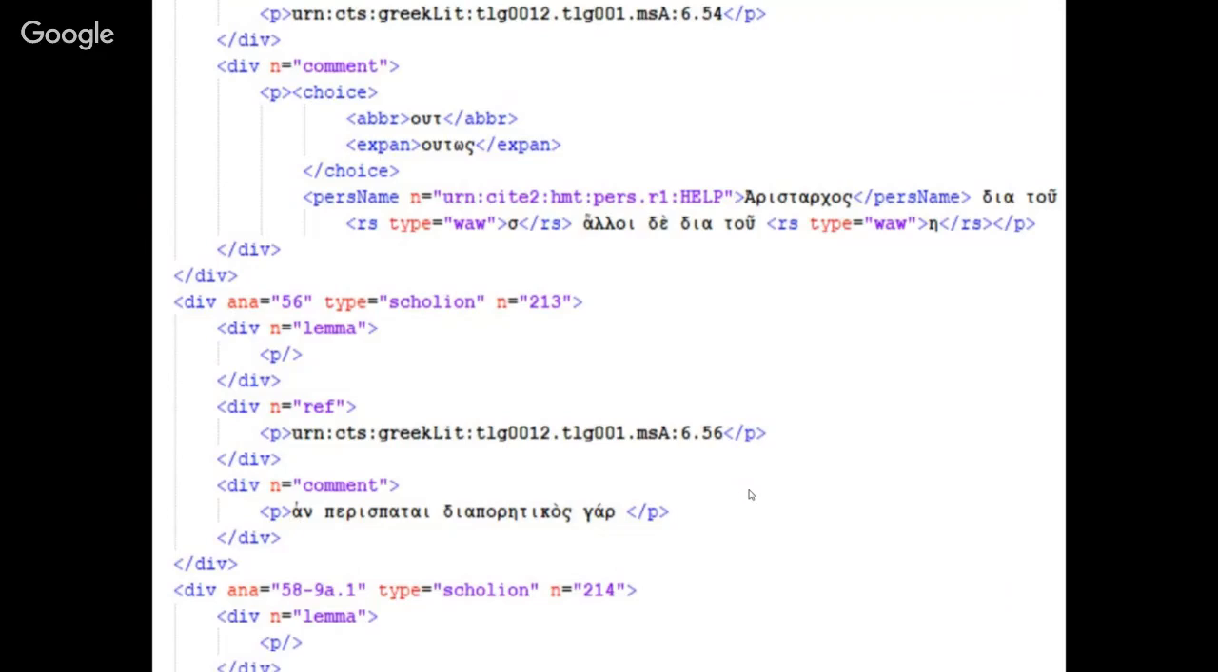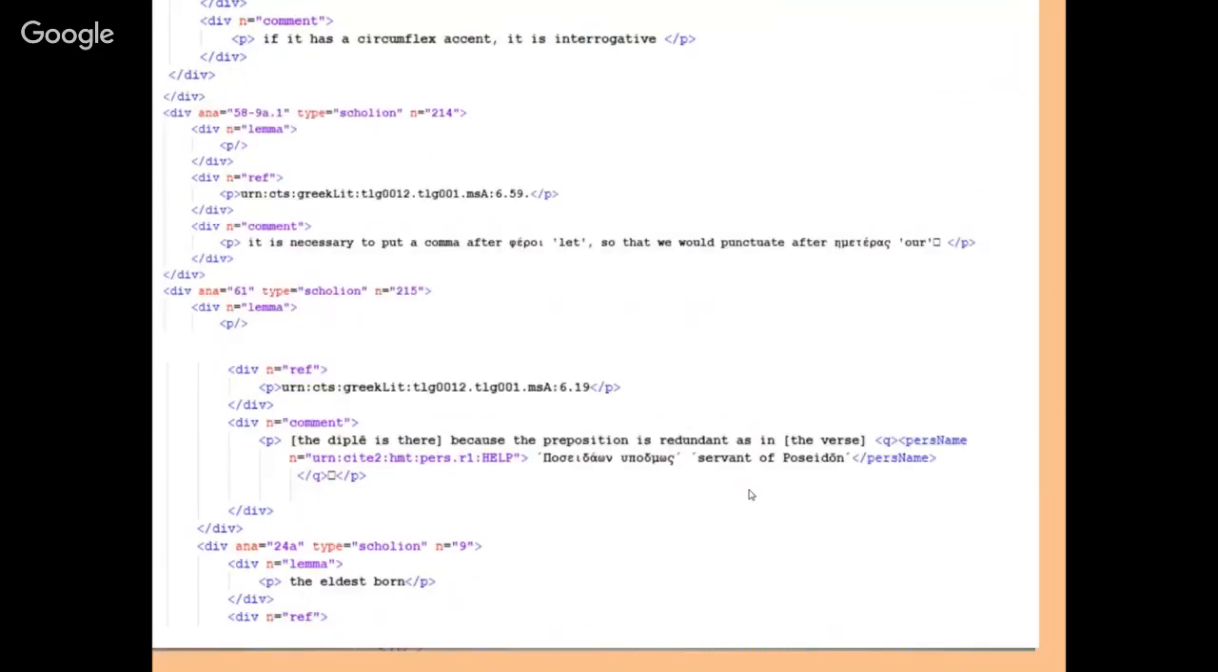And concerning my translation, I said, if it has a circumflex accent, it is interrogative. And I should put into brackets the verb "is", because I added the verb in order to complete the elliptic form of the Homeric Scholia.